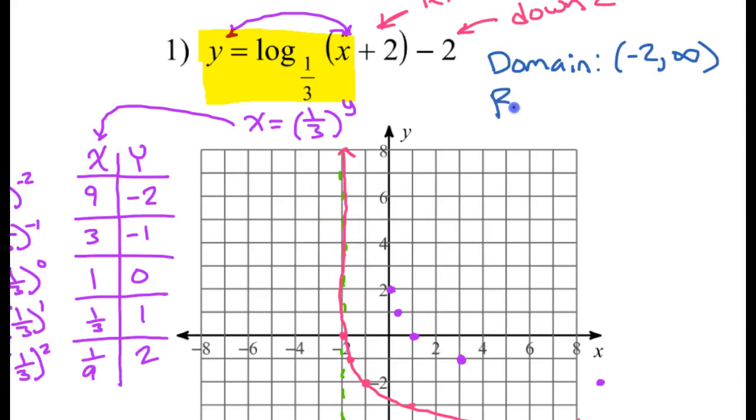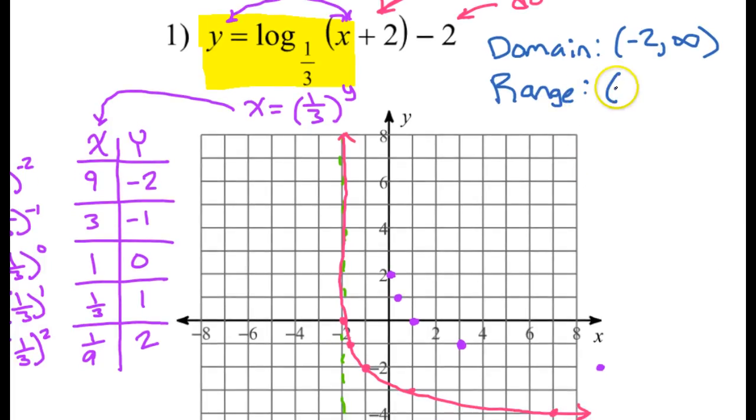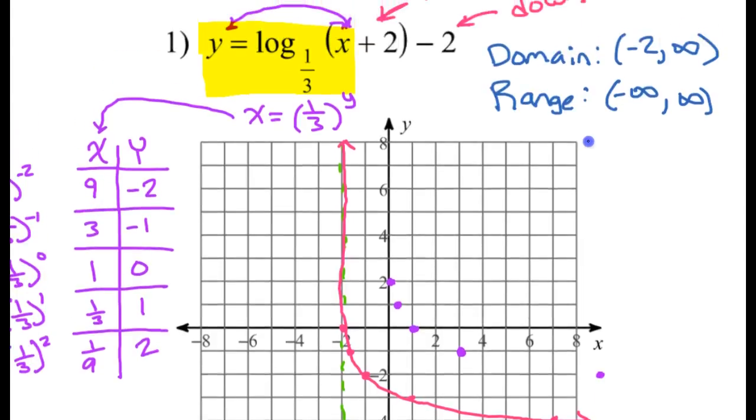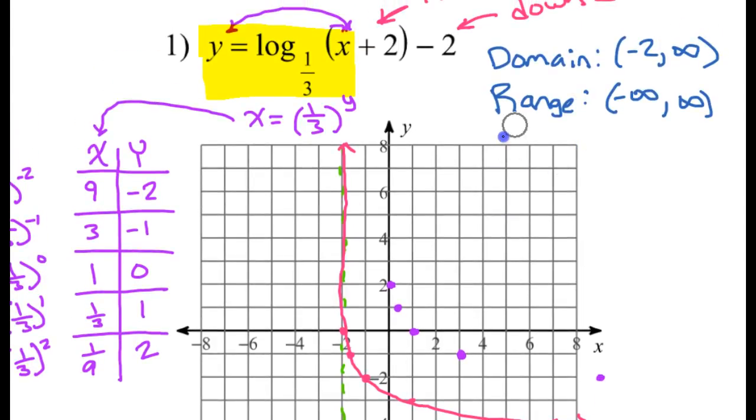The range is going to be from -infinity to +infinity. Because the range is the y values, how far it goes from bottom to top. It goes down forever and it goes up forever. So there's the range. The new asymptote is the vertical line x equals -2, which we already discussed. So that's it for problem number 1.